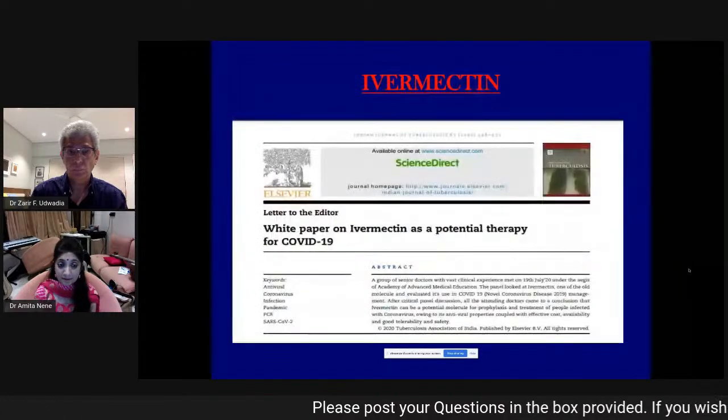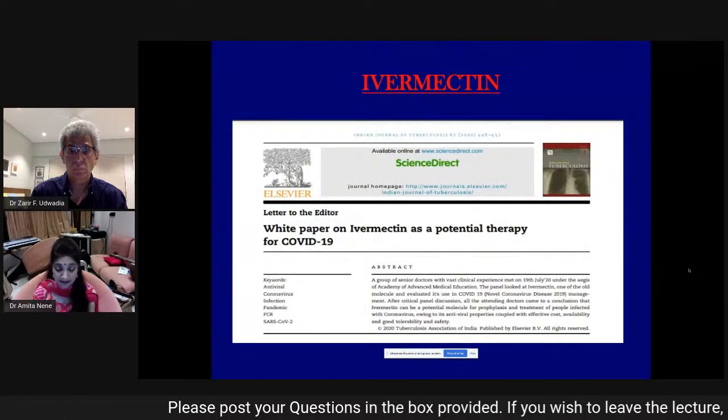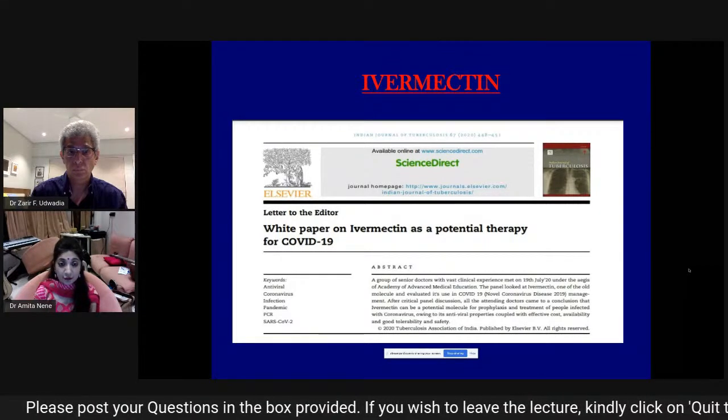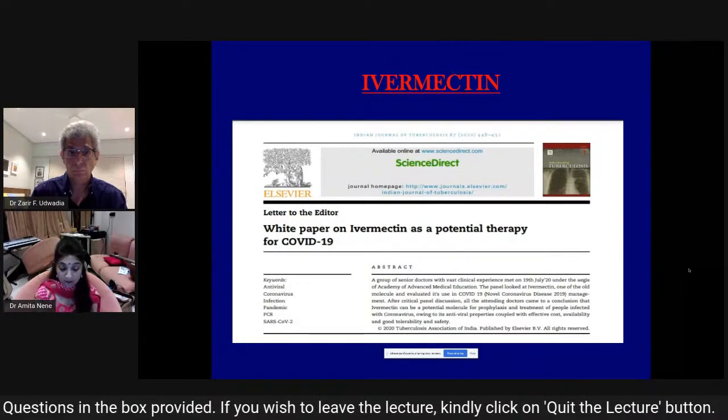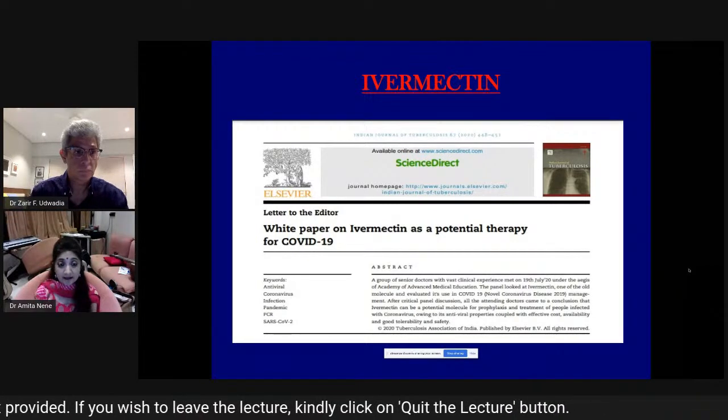Then we have this other drug, ivermectin, which has really come into a lot of news, and it's actually very, very popular in certain states other than Maharashtra.